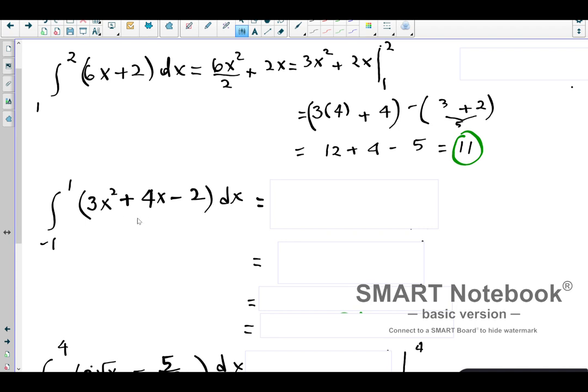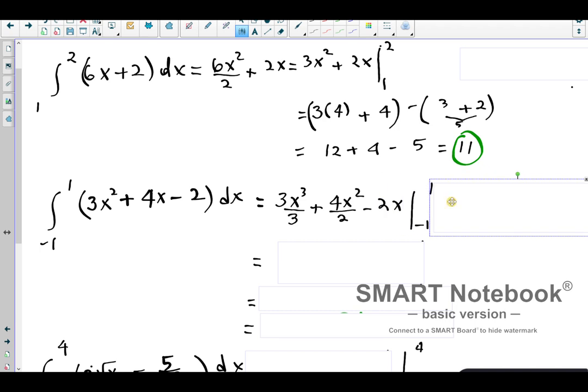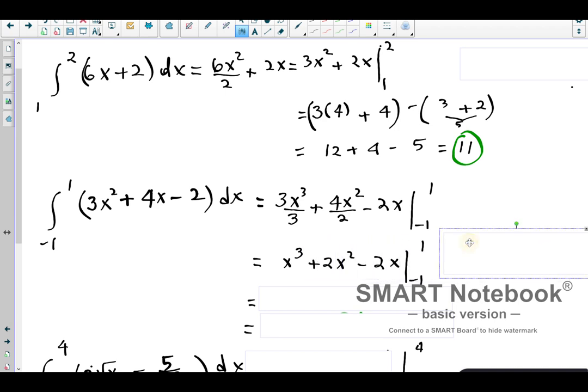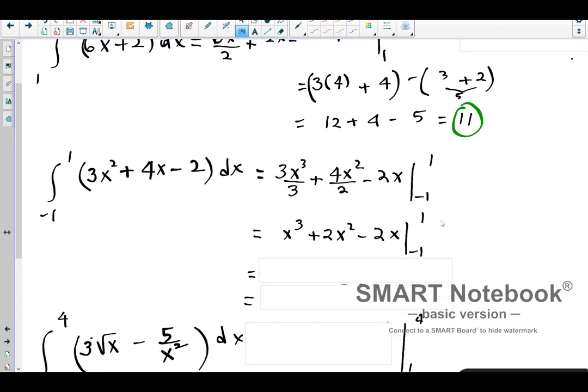So take the antiderivative first, right? This one is going to be 3x cubed over 3. The next one is going to be 4x squared over 2, and the last one minus 2x. At this point, simplify 3 over 3. You can cancel those. 4 over 2 is just going to be 2, right? Let's simplify those quantities. And then we have x cubed plus 2x squared minus 2x from -1 to 1.